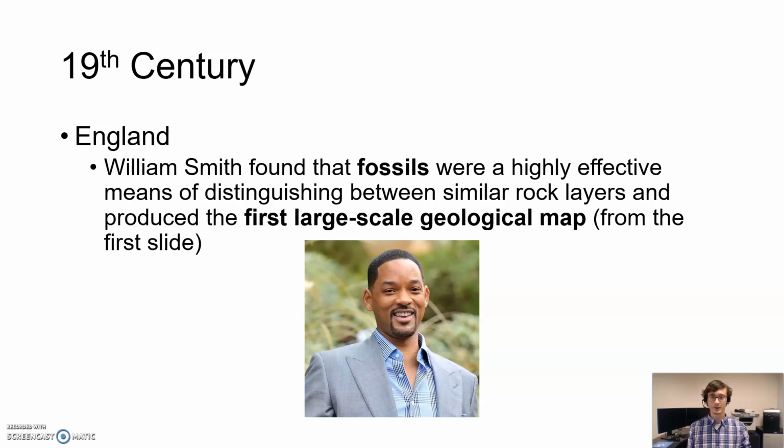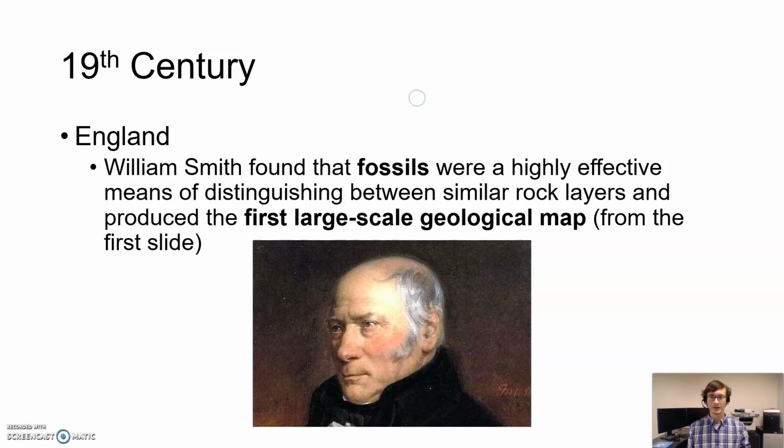William Smith, see here, lovely man, found that fossils were a highly effective means of distinguishing similar rock layers. So this rock layer over here looks like a massive gray blob. This one over here is also a massive gray blob, but the fossils in the two are different. This one has fossilized teeth, very sharp and jagged shapes. The one over here has small round objects in it. And it turns out that using these and intuition, you can produce a geologic map, which is actually what we saw on the first slide. That is the first geologic map ever produced.